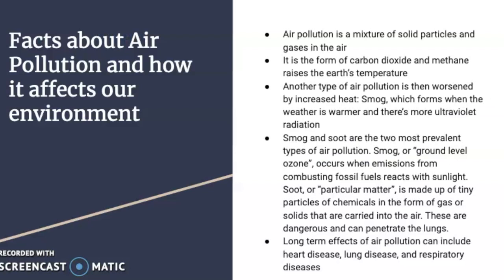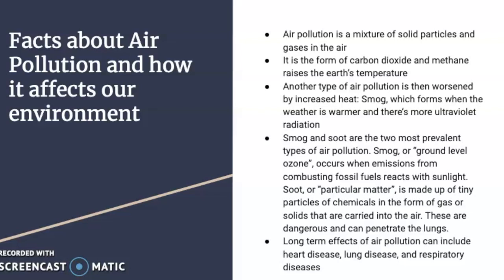So, to start off, some facts about air pollution and how it affects our environment. Air pollution is a mixture of solid particles and gases in the air. It is in the form of carbon dioxide and methane, and that raises the Earth's temperature. Another type of air pollution is then worsened by increased heat, and this is known as smog. Smog forms when the weather is warmer and there's more ultraviolet radiation.